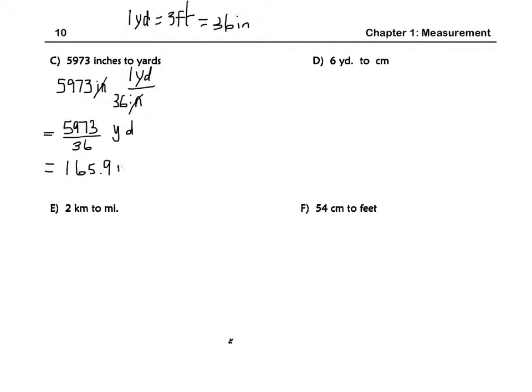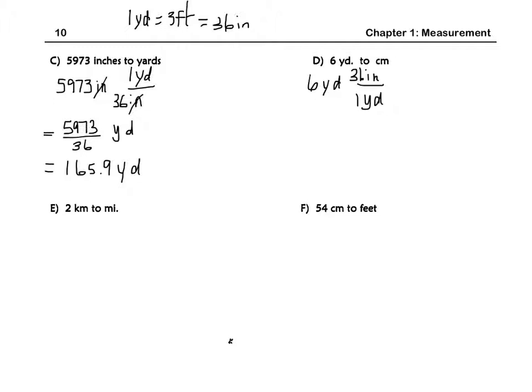So that would be 5,973 divided by 36, which is approximately 165.9 yards if I round it off to 1 decimal place. Next, 6 yards to centimeters, and looking back at the charts, we have yards connected to feet or inches, and then we want to convert. So I would convert the 6 yards to inches first and then to centimeters. And again, even though it's not given in your chart, we just talked about it, that 1 yard is 36 inches, so we're going to skip a step there, and instead of going from yards to feet and feet to inches, we're going to go yards directly to inches.